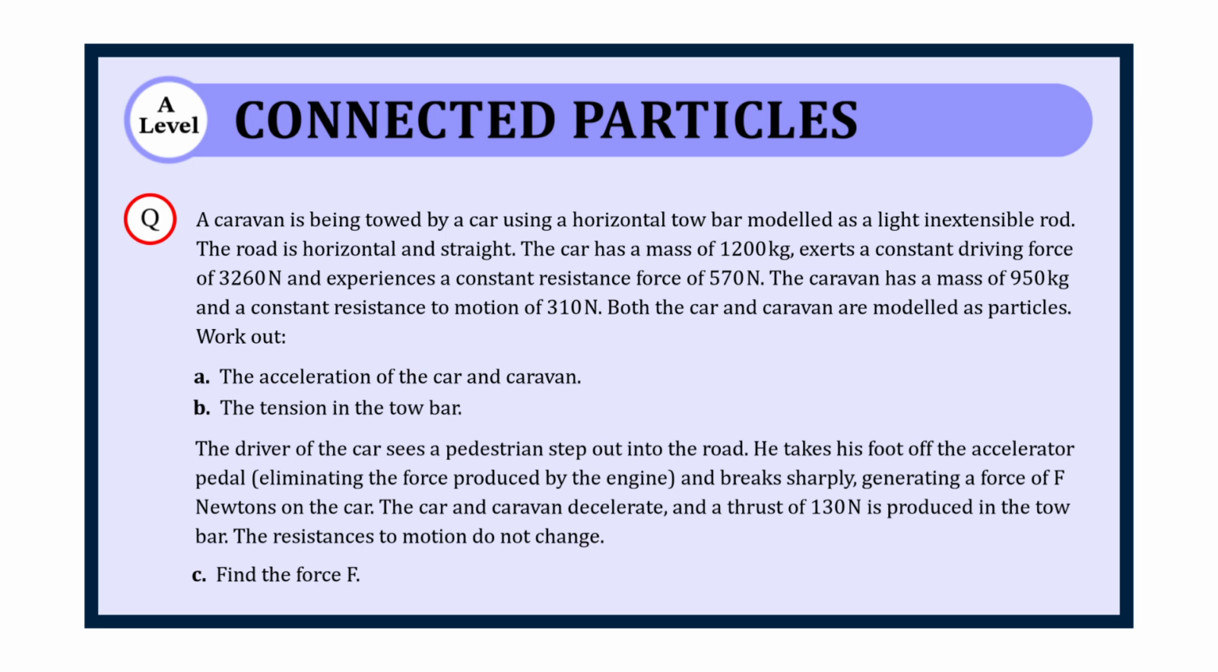The question then states that the driver of the car sees a pedestrian step out into the road. He takes his foot off the accelerator pedal, eliminating the force produced by the engine, and brakes sharply, generating a force of F newtons on the car. The car and caravan decelerate, and a thrust of 130 newtons is produced in the tow bar. The resistances to motion do not change. Part C asks us to find the force F.